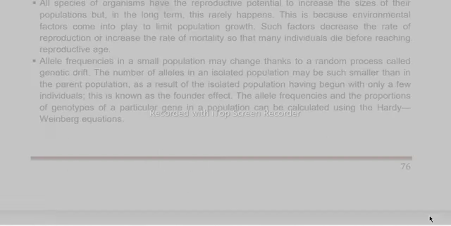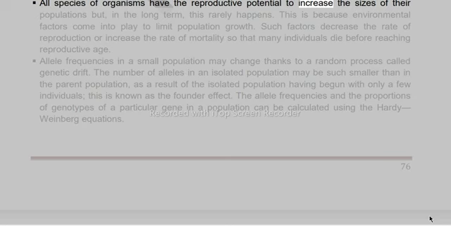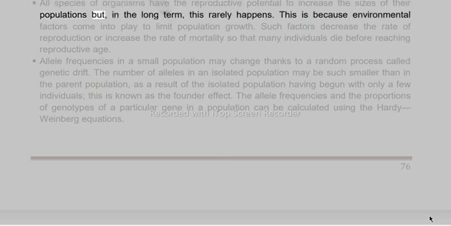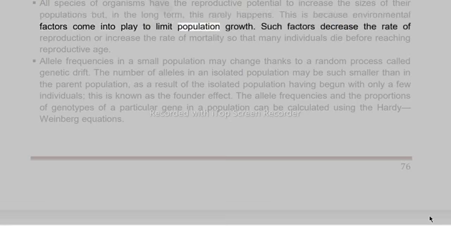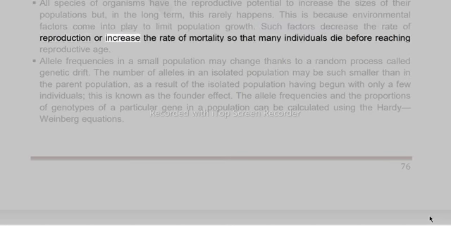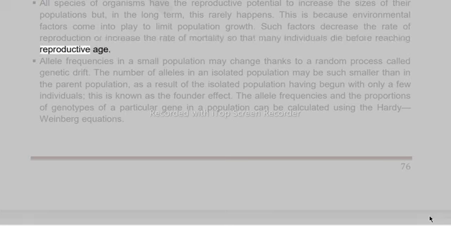All species of organisms have the reproductive potential to increase the sizes of their populations, but, in the long term, this rarely happens. This is because environmental factors come into play to limit population growth. Such factors decrease the rate of reproduction or increase the rate of mortality so that many individuals die before reaching reproductive age.